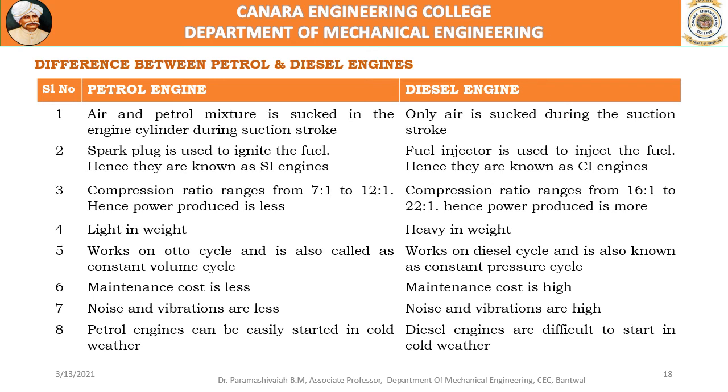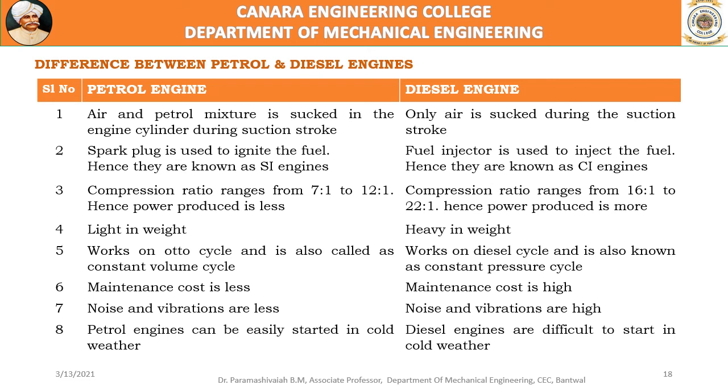Point number two, a spark plug is used to ignite the fuel, hence they are also known as SI engines, spark ignition engines, petrol engines. In case of a diesel engine, a fuel injector is used to inject the fuel, hence they are called compression ignition engines or self ignition engines. Compression ignition because air is compressed to high pressure and temperature, so that when the fuel is injected, ignition and combustion takes place.